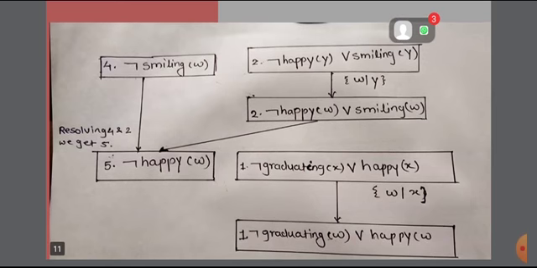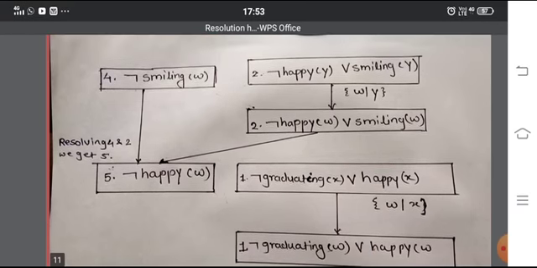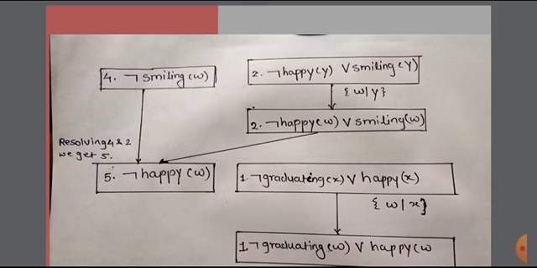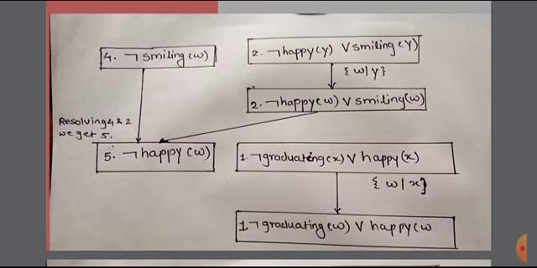After the unification, we will substitute W for X, and after substitution we'll get negation of graduating of W or happy of W. So now our new clause 1 has variable W, and in clause number 5 we also have the variable W. Now we can resolve them because we have the same kind of variable in both clauses, that is W.